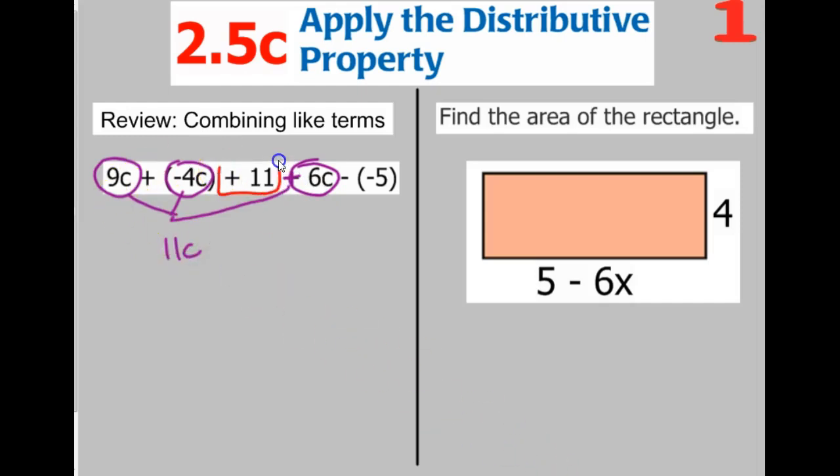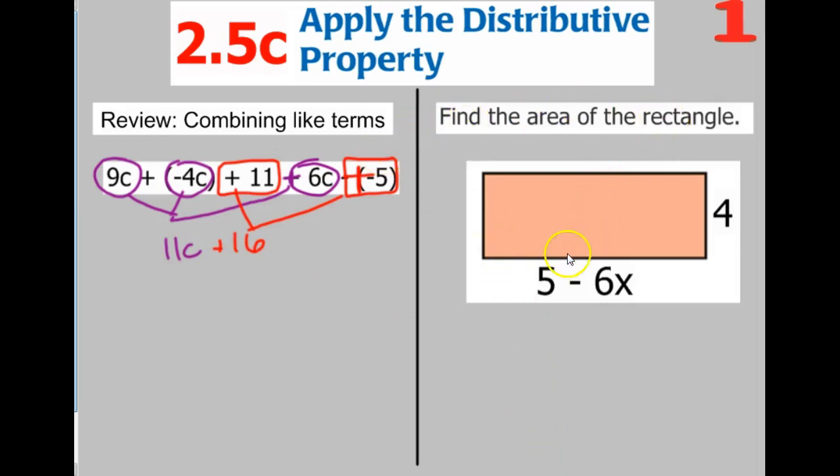Here we have just the number 11, and here we have the opposite of a negative, which would make a positive. So 11 plus 5 more, they're all positive, so it gives us a positive 16. We can't combine these together because one has a C and one doesn't.